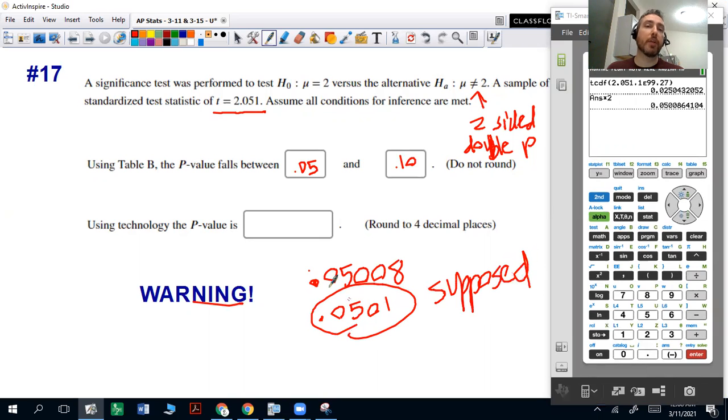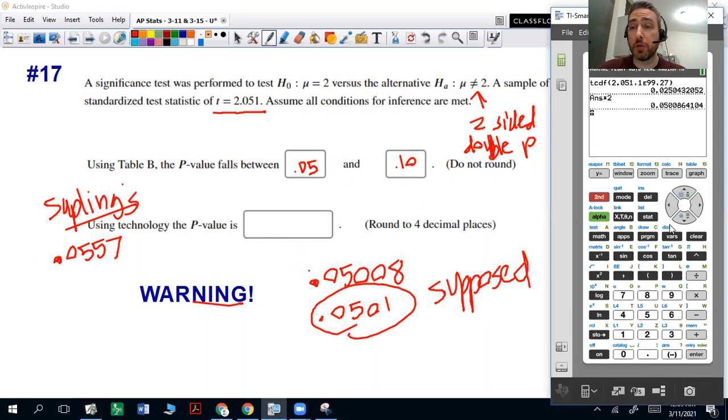But that's not what Sapling is telling you it is. Sapling's answer is 0.0557. Here's what Sapling did. Sapling decided they were going to go to 2nd VARS tcdf, and instead of putting their lower at the t, they ended up putting their lower at the mean. Rookie mistake. They put 2 there instead of the 2.051. So that threw off their number.